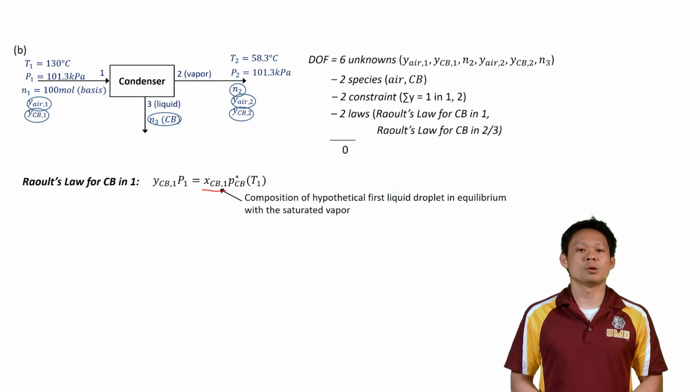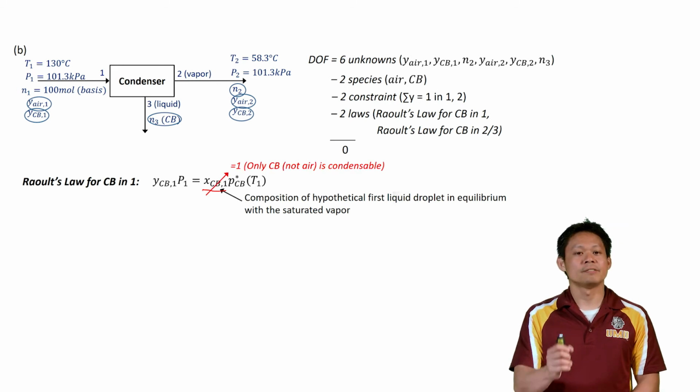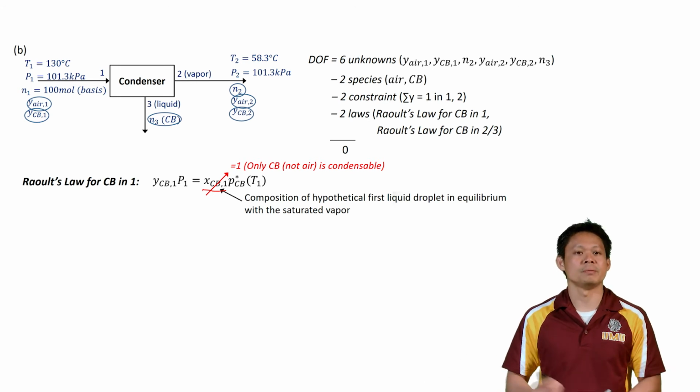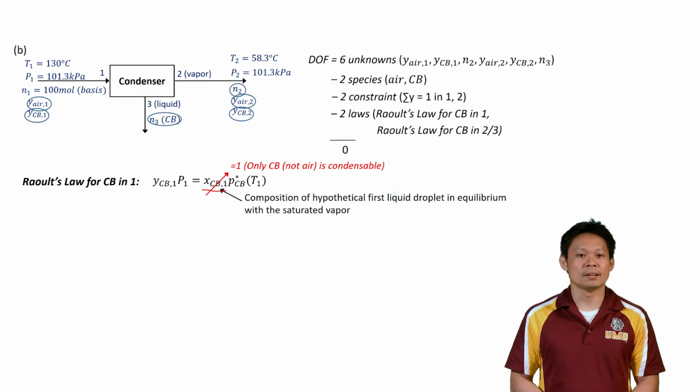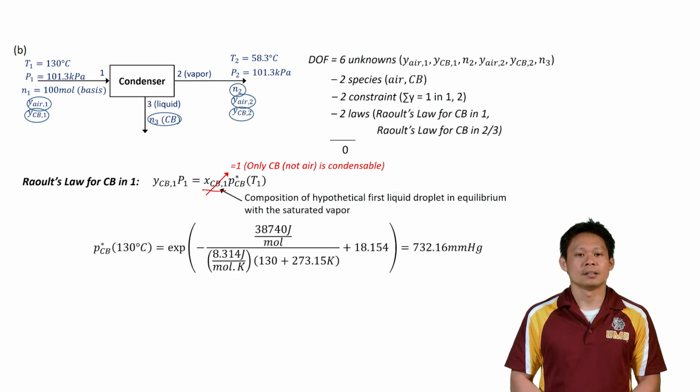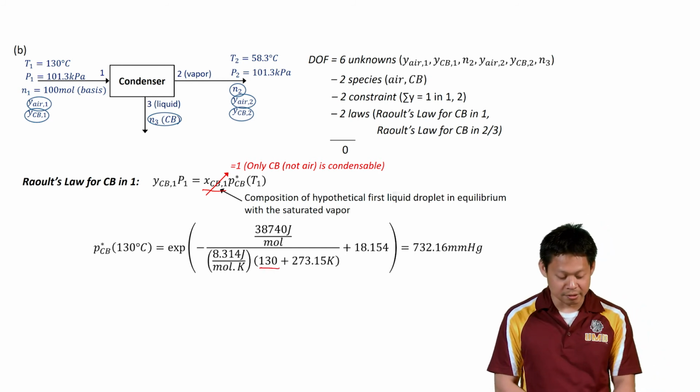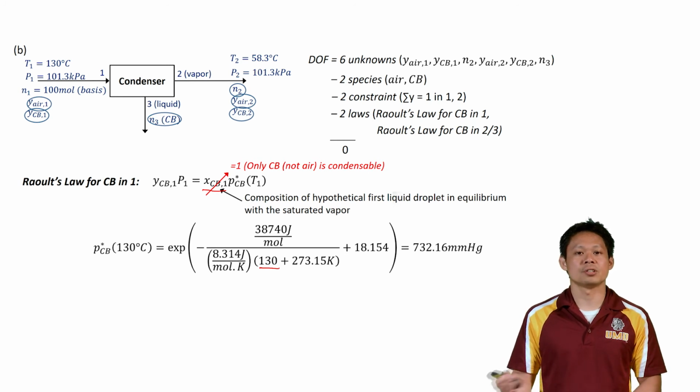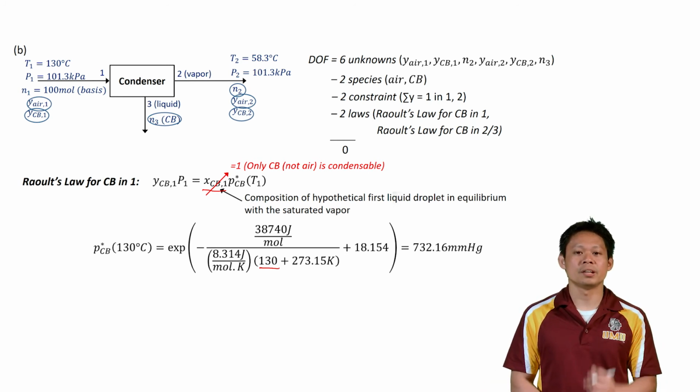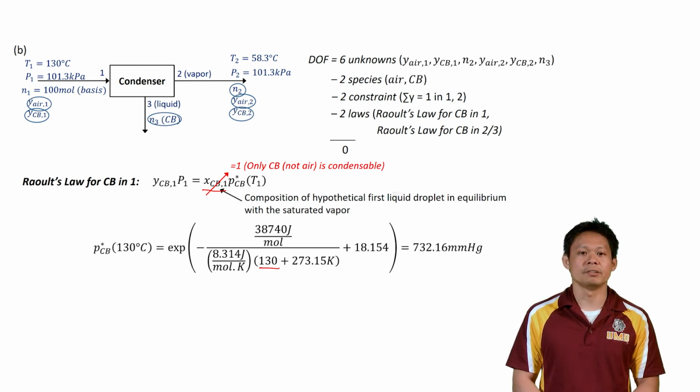Because this is a single condensable component, that hypothetical first liquid droplet is going to be pure chlorobenzene, just like we are condensing it in the output streams after the condenser. So that's going to be 1. And so now we have our equation that's simplified. How do we find the pure component vapor pressure at 130 degrees C? We have the Clausius-Clapeyron equation from part A where we have solved for our 2 unknowns. So now we just have to put in the temperature as 130 degrees C, use our latent heat of vaporization and constant B that we found, put it into the equation, and we can get our pure component vapor pressure of chlorobenzene at 130 degrees C.